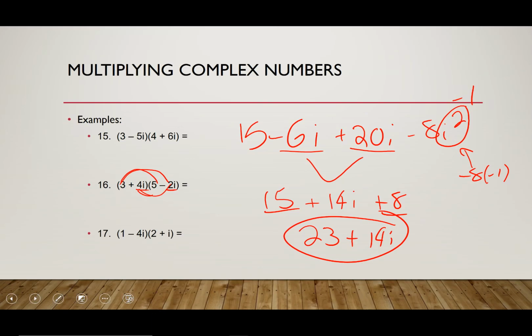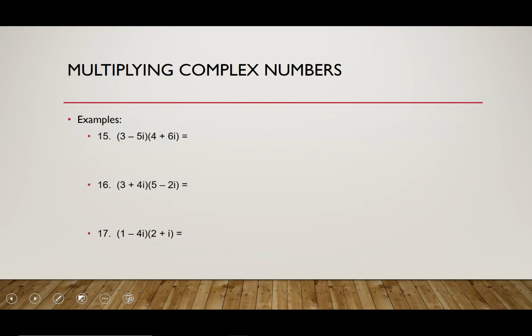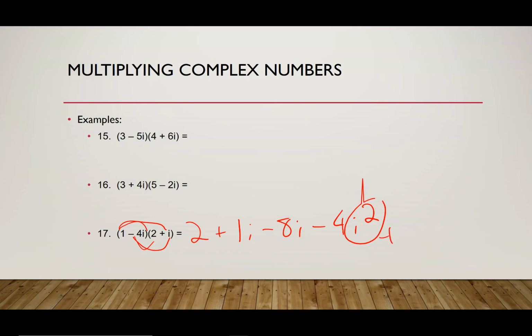One more, number 17. 1 times 2 is 2. 1 times i is 1i. Negative 4i times 2 is negative 8i. And negative 4i times i is negative 4i squared. So hopefully you followed me on that. Remember that i squared is negative 1.